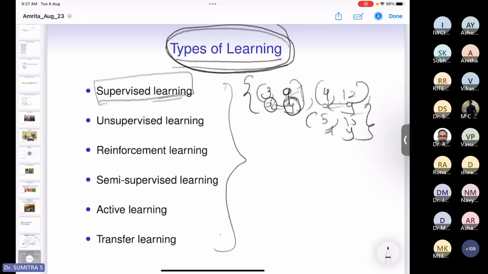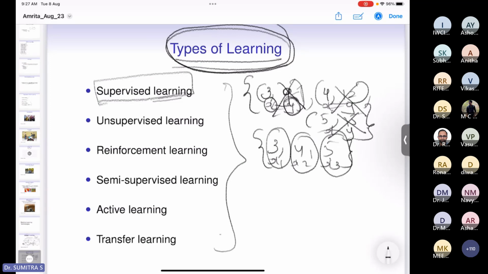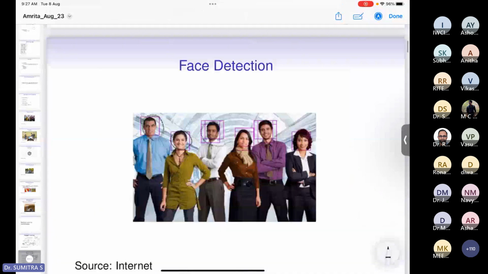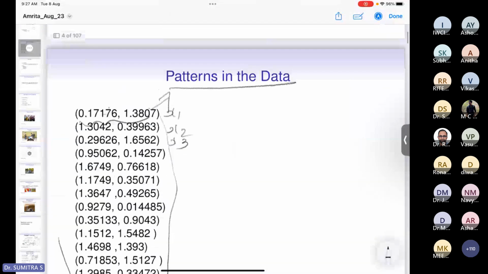Now, next case is unsupervised learning. For unsupervised learning, this Y part won't be there. Only the X part, that is 3, 4, 5. Only the X part, X1, X2, X3. And using this, the algorithm has to do some tasks. For example, divide that into different groups, just as we have seen here. So this is an example of unsupervised learning.